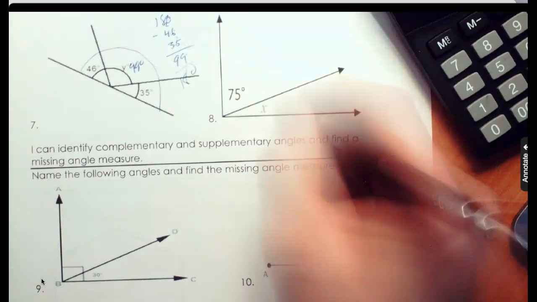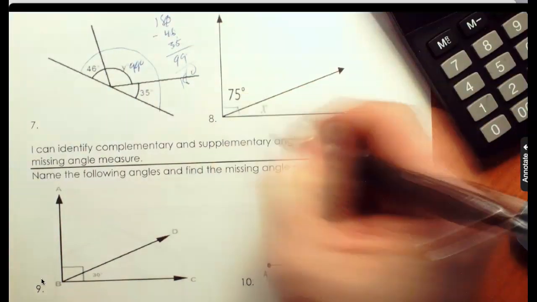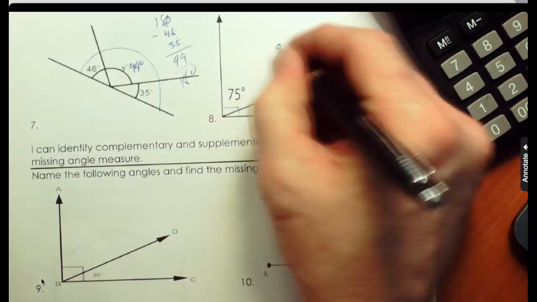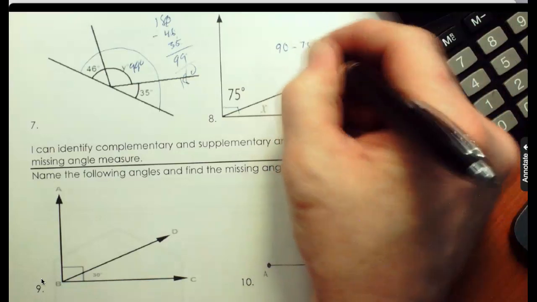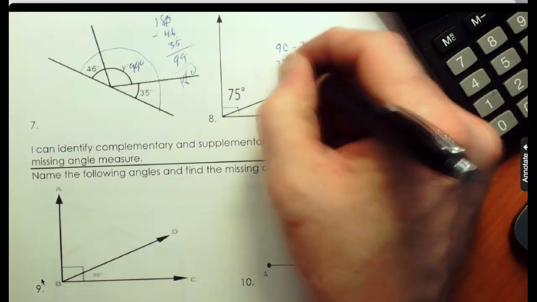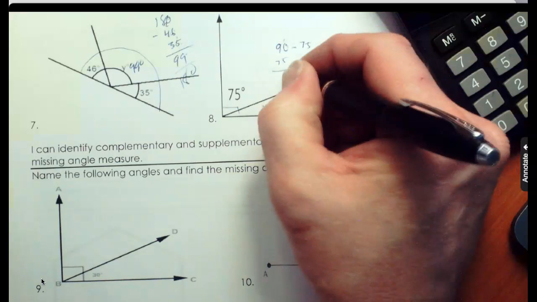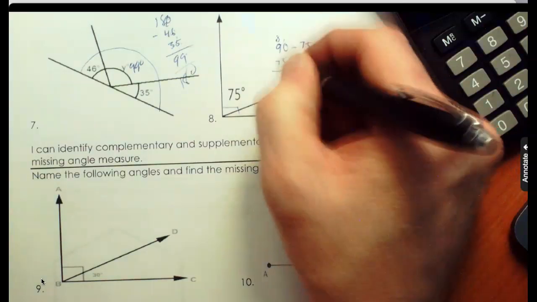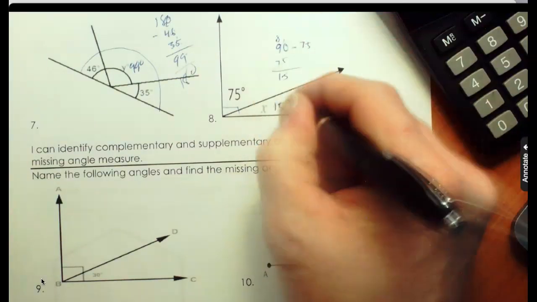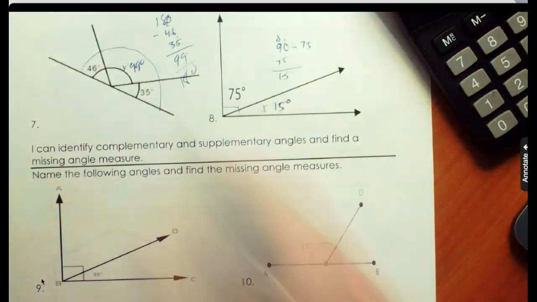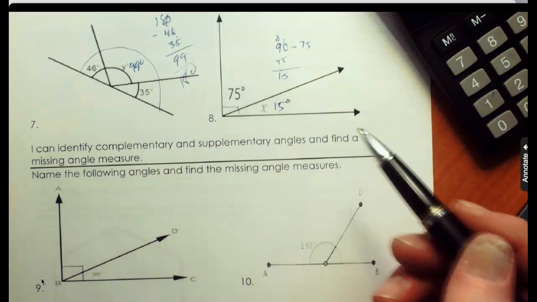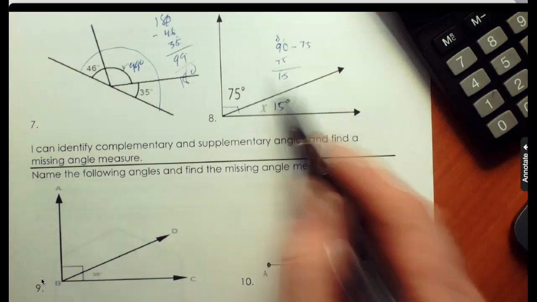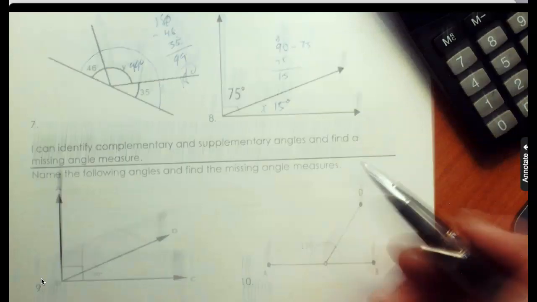This guy here, well, these are going to be complementary angles down here. So I can take 90 minus 75. 10 minus 5 is 5. You've got 8 left. 8 minus 7 is 1. So this is a 15-degree angle. So supplementary angles will equal 180. Complementary angles will equal 90 degrees.